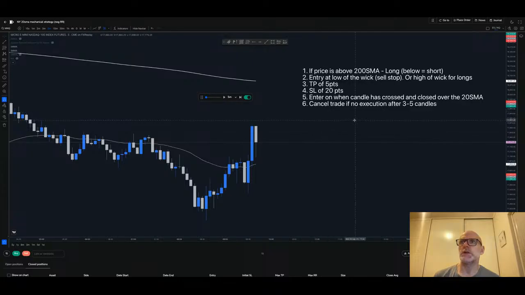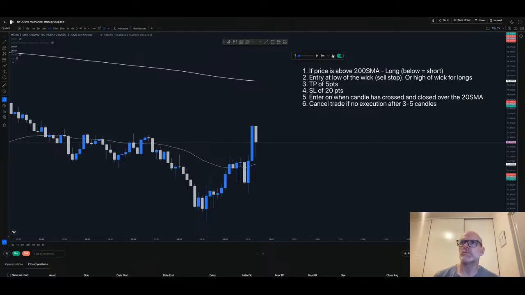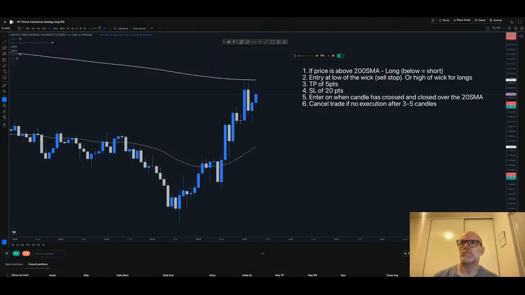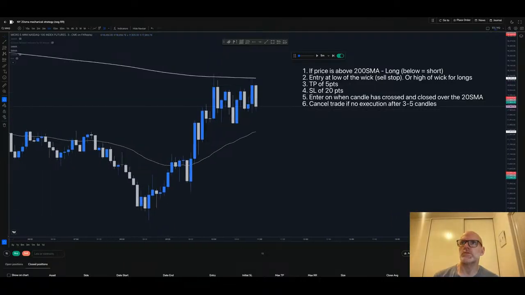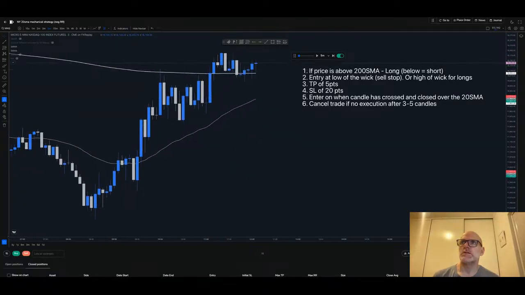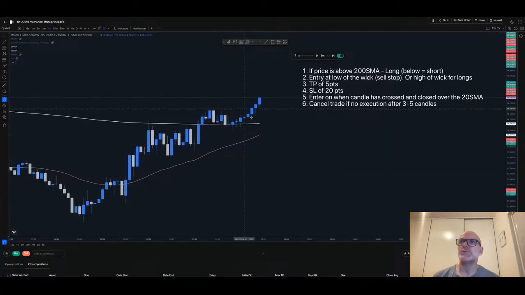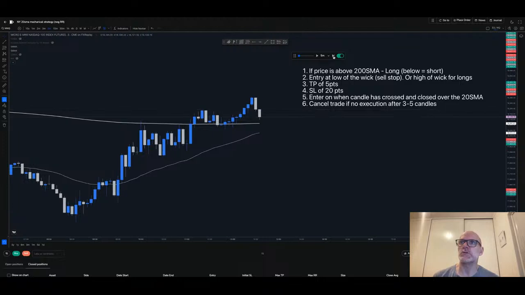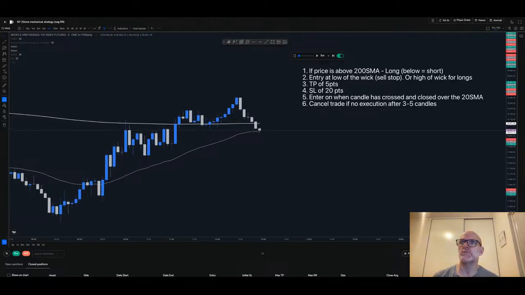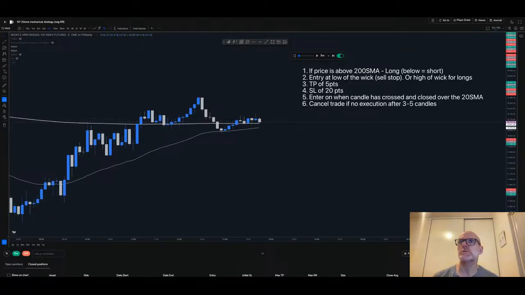Okay, so we're still below the 200. So we're still looking for shorts. Looking for a breakdown below the 20. So not just price above the 200, but the 20 SMA needs to be up above the 200 as well for me to go long. So if it's still below, hasn't quite broken below yet. Let's see what happens.